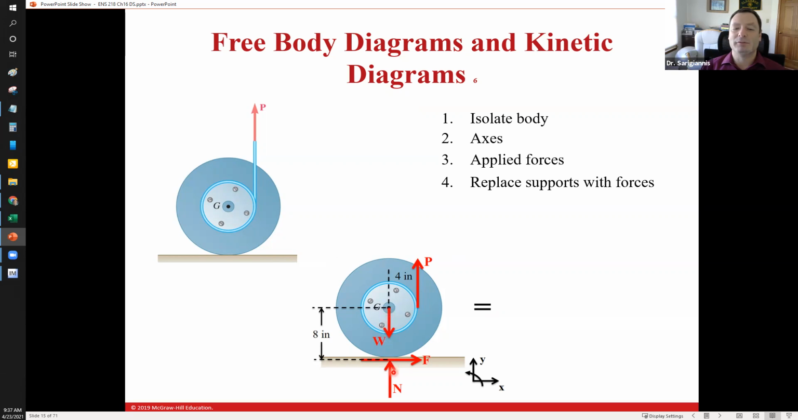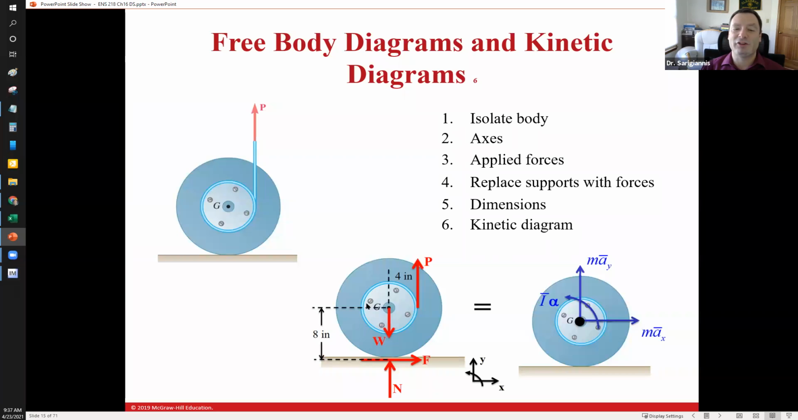Now, down here, we have a normal force and a force of friction. So, you can draw this. If you're pulling up, you think, okay, the direction of motion might be this way. They just do generically a force of friction. Make sure you put your dimensions in. And then we've got a kinetic diagram here.